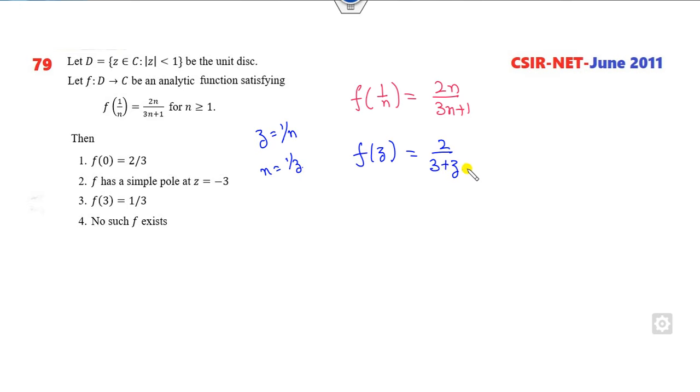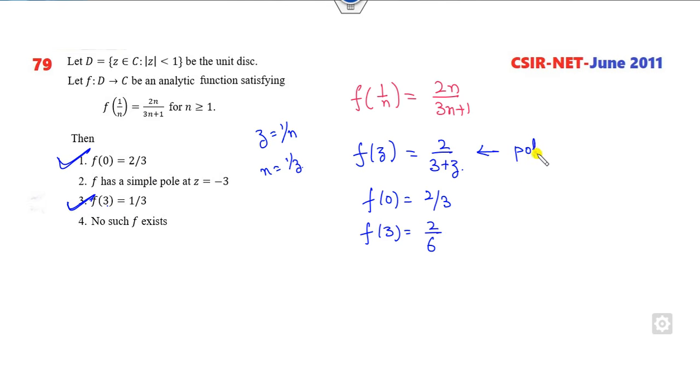Now it is a complex function. Now what is f of 0? You can see f of 0 is 2 over 3, satisfied. What is f of 3? f of 3 is 2 over 6, which is 1 over 3, satisfied. f has a simple pole.